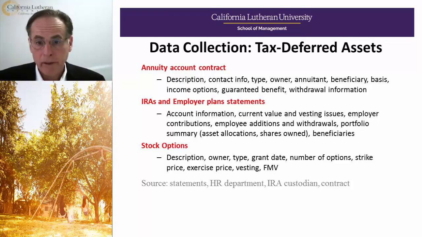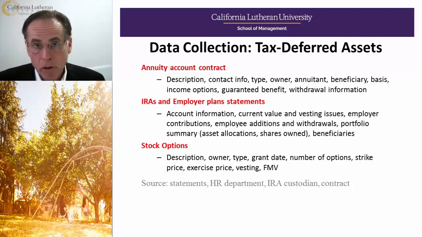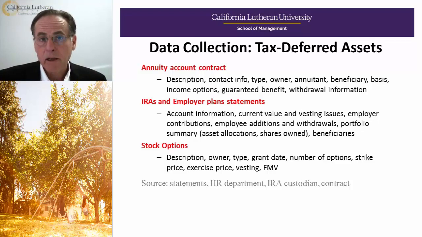IRAs and employer plan statements. Again, similar information there. You want a description, what's the value, is there any vesting, is it fully vested, are there some non-vested assets that you need to understand? What is the projected employer contributions? What do you think the employee additions will be going forward? Are there currently withdrawals being taken? Do you project those soon? Portfolio summary, again, asset allocation. Who are the beneficiaries?